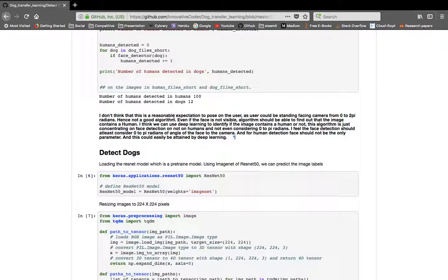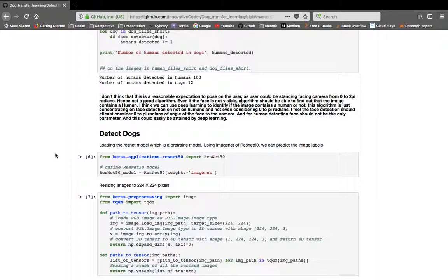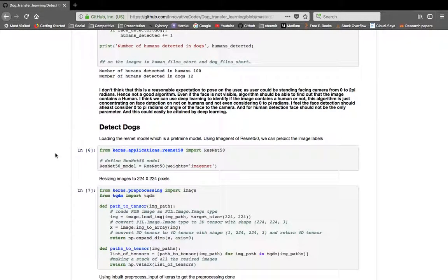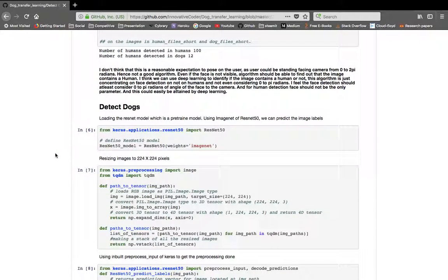I don't think that this is a reasonable expectation to pose on the user, as the user could be standing facing the camera from 0 to 2 pi radians, hence not a good algorithm. Even if the face is not visible, the algorithm should be able to find out the image containing a human. I think we can use deep learning to identify whether the image contains a human or not. This algorithm is just concentrating on face detection, not on humans, and not even considering 0 to pi radians. I feel the face detection should at least consider 0 to pi radians, and this could be easily attained by deep learning, what I told you earlier.